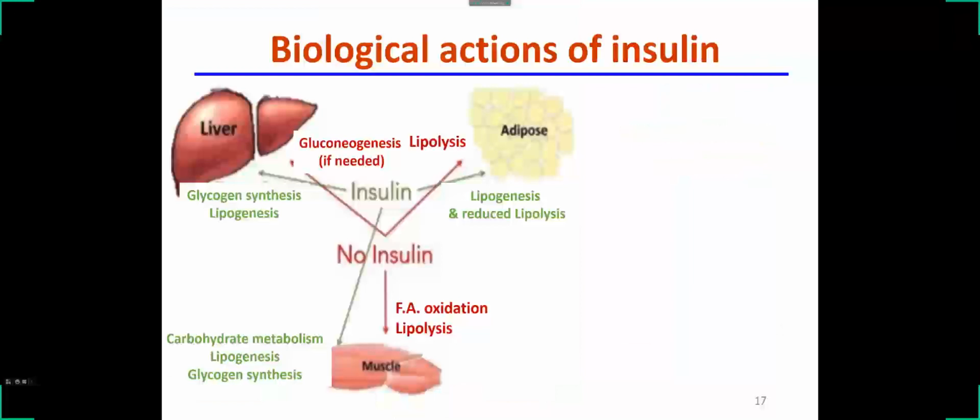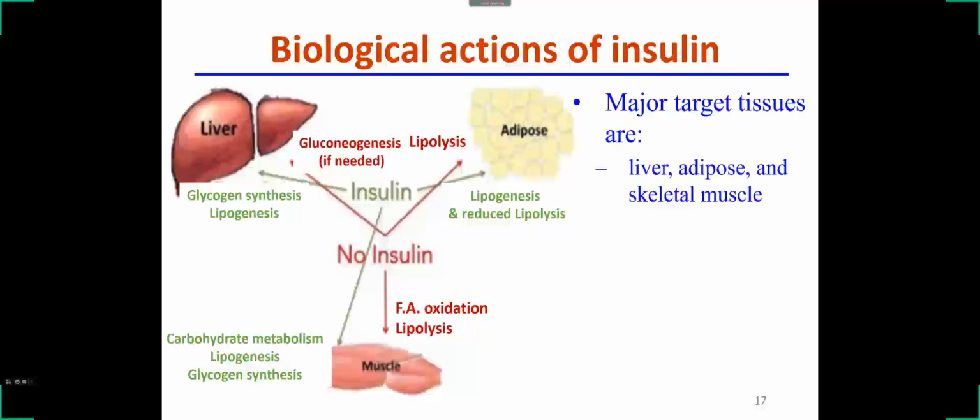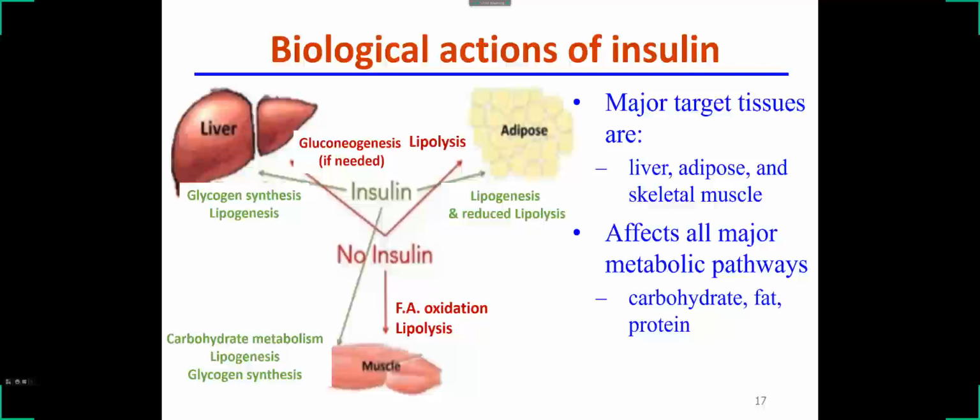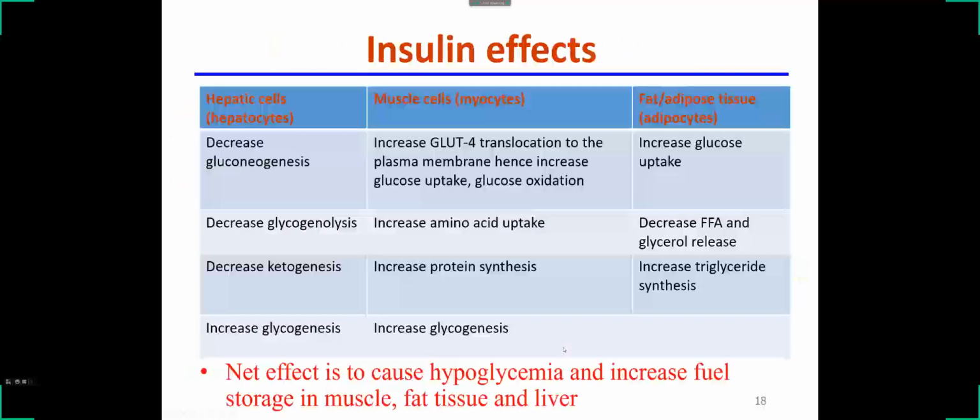So again, we saw this slide earlier, but it's important to keep it in mind and remember it, that the major targets of insulin are the liver, adipose, and skeletal muscle, and it tends to affect all major metabolic pathways within these, be it carbohydrate, fat, and protein. With no insulin, for those with loss of beta cell mass or beta cell exhaustion, you get fatty acid oxidation, lipolysis, and gluconeogenesis. The net effect is hyperglycemia, whereas with insulin there is increased fuel storage in muscle, fat tissue, and liver.